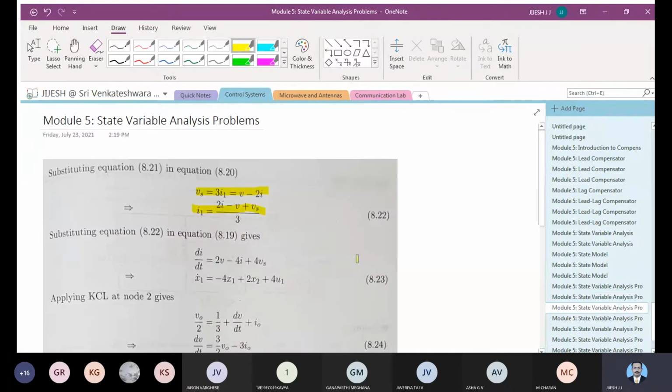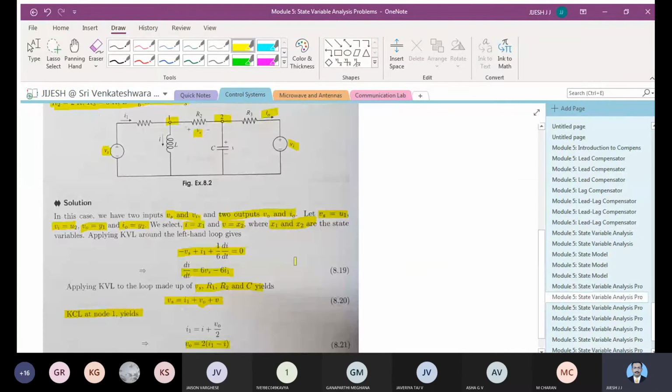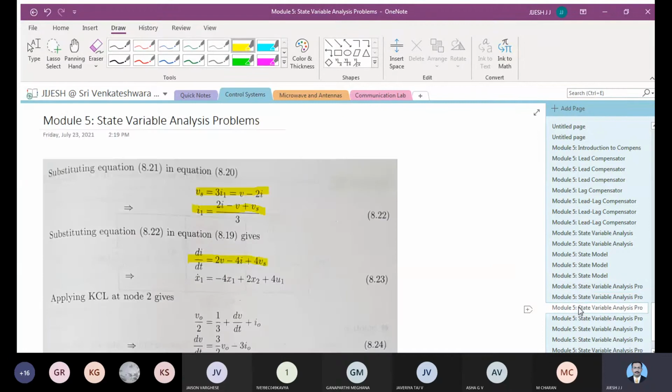When you substitute that I1 and simplify, you will get di by dt is equal to 2V minus 4I plus 4Vs. So what is I? You have to go back and check what is I. I is equal to x1. So when you take the differentiation, di by dt, you can write it as x1 dot. Okay, so x1 dot is equal to minus 4. You are going to replace everything with state variables. So you will get x1 dot is equal to minus 4x1 plus 2x2 plus 4u1.